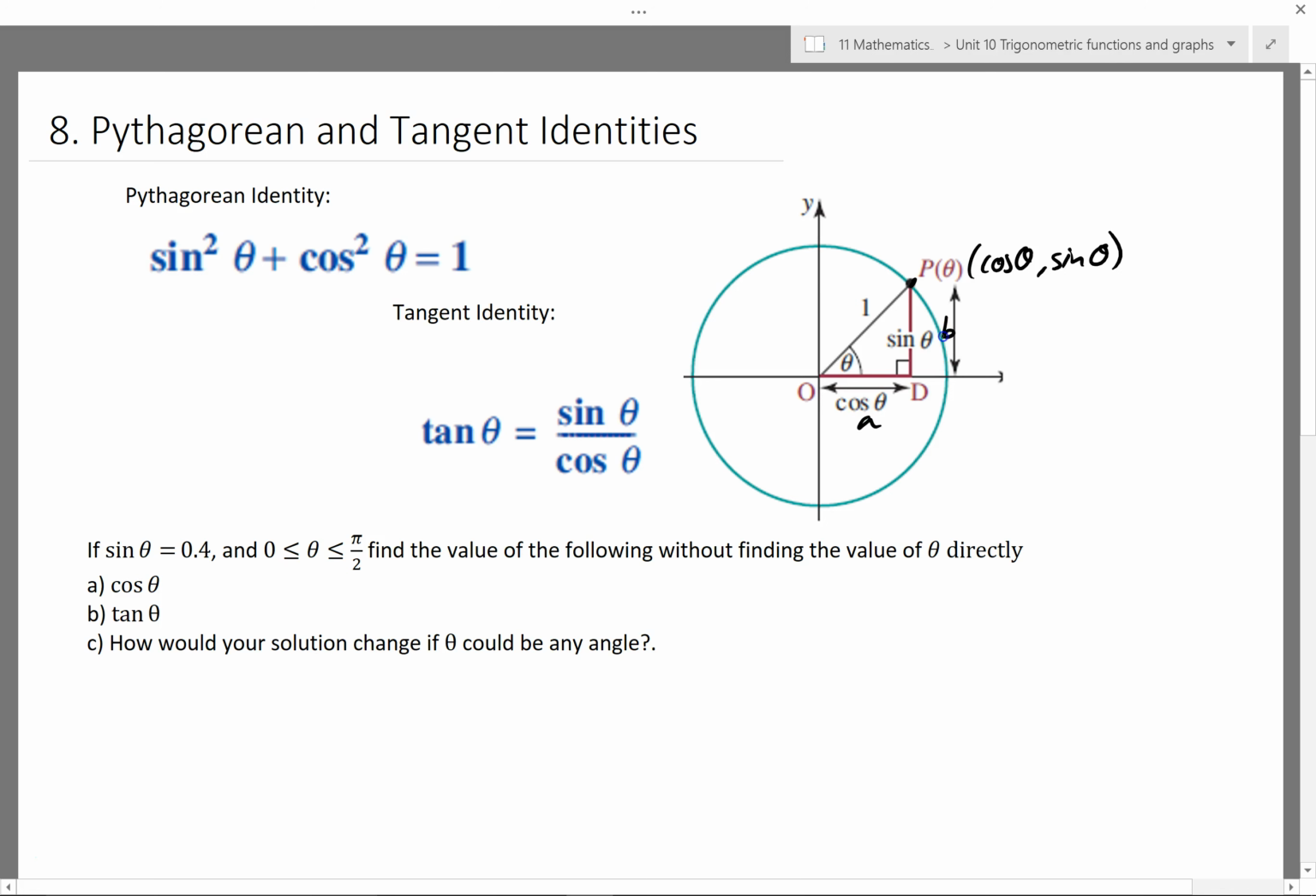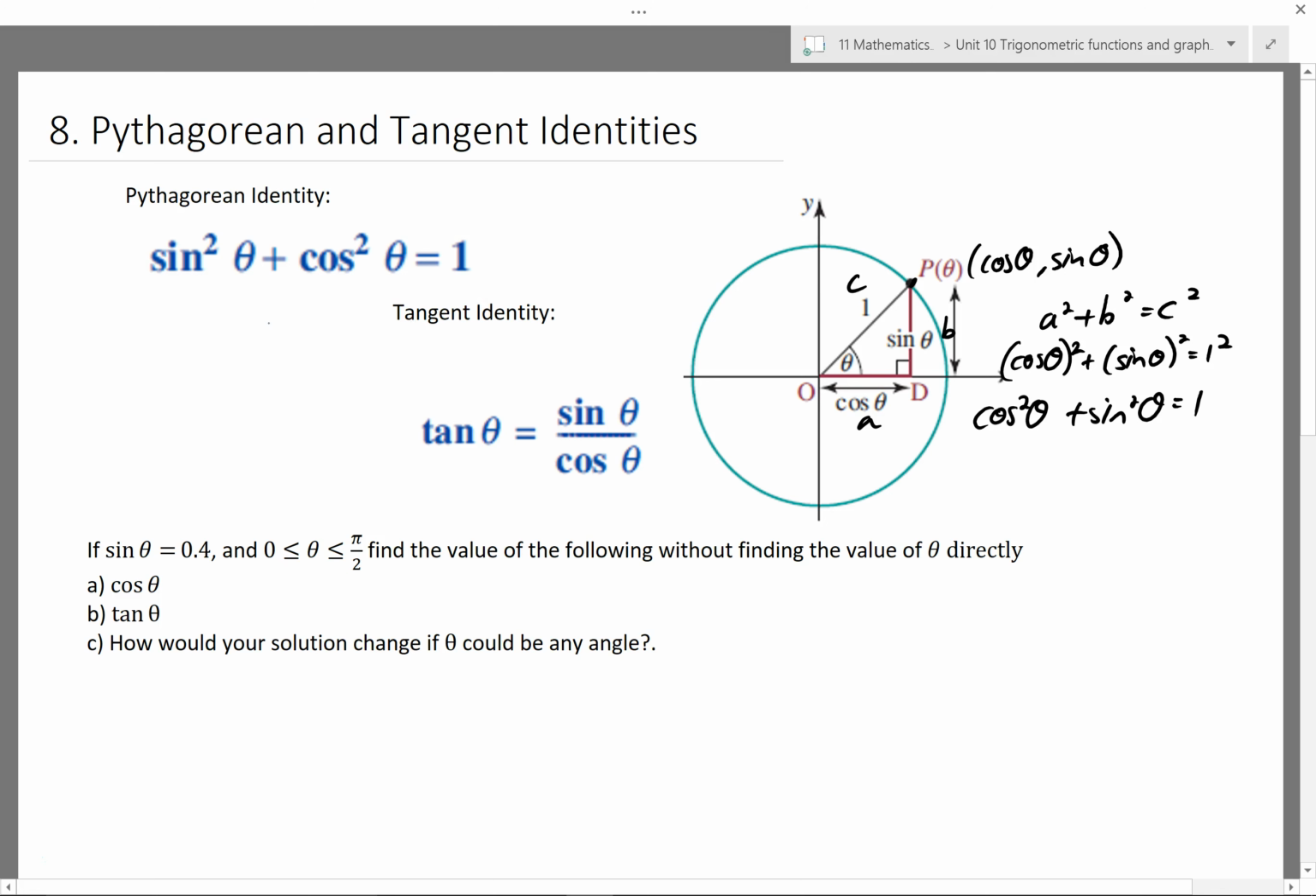So if I call this A, this B, and this C, using Pythagoras, I should be able to develop the Pythagorean identity. A is cos theta all squared, B is sine theta all squared, equals 1 squared. Whenever I have cos theta all squared, I write it as cos squared theta. So the squared before the theta doesn't mean cos theta, that means cosine theta times cosine theta. I get cos squared theta plus sine squared theta equals 1, which is my Pythagorean identity.